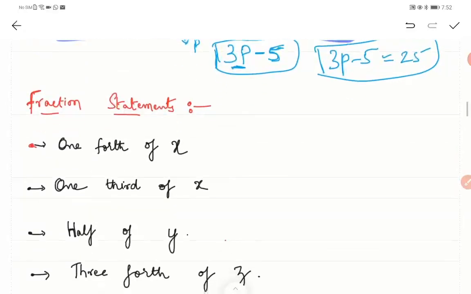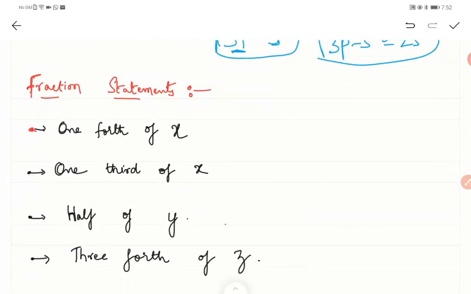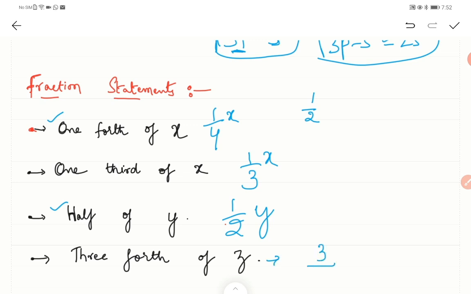Now let's see statements on fractions. What is one half or 1/2 part? You can say half is 1/2. Here it is half of y, that means half of y. 1/3 of x, that is 1/3 of x. 1/4 of x means 1/4 of x. 3/4 of z, that means 3/4 of z. This is how you get your expressions.